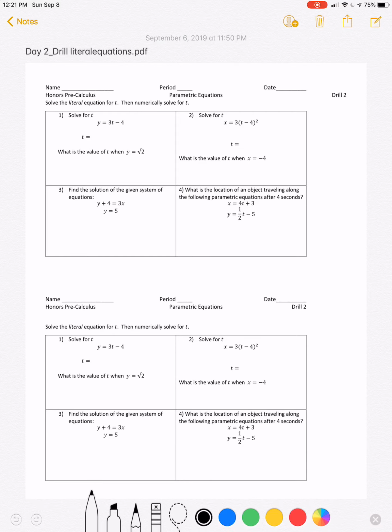what is the value of t. On mine it says when y equals the square root of 2. I believe on yours it says when x is the square root of 2. That would obviously lead to a little bit of confusion for that part. I don't remember if there were any other typos, but I think that was the only one in there. So let's go ahead and go over this the best that we can.